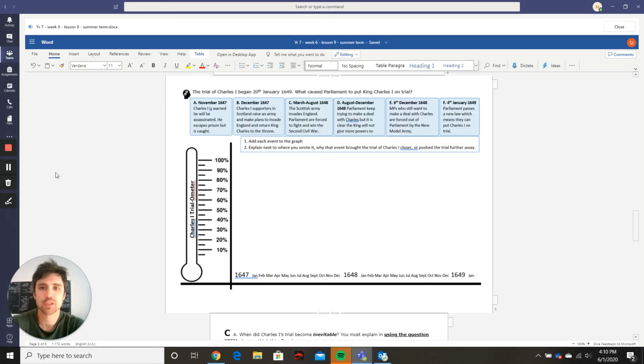Okay, now the next 2 tasks really are the ones that you cannot do on Microsoft Teams. You're going to have to do this on a pad of paper, print this off, one of those options. Now, first of all, we're thinking about Charles's trial itself.